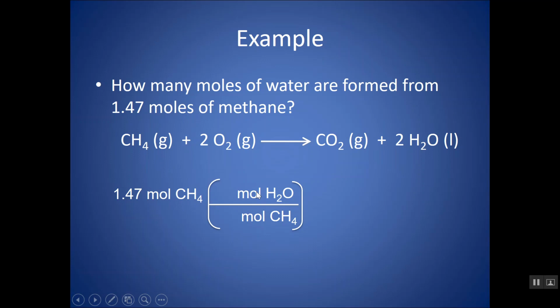I want moles of H2O on top, so I'm left, and I'm getting what goes into my conversion factor from the coefficients in front. CH4 has a coefficient of 1, that goes in the bottom. H2O has a coefficient of 2, that goes in the top. And I get 2.94 moles of H2O. Try to keep your significant figures the same as your starting measurement.